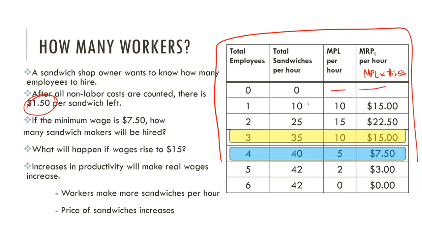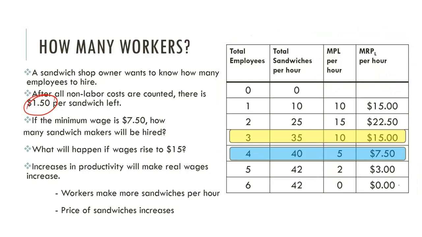Increases in productivity can also make wages go up. If workers become more productive and they can make more sandwiches per hour, then wages can go up as well. So let's say all of this stuff doubles. We get 20, 50, 70, 80, 84, and 84.